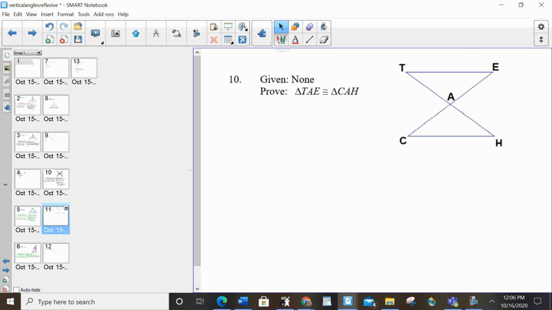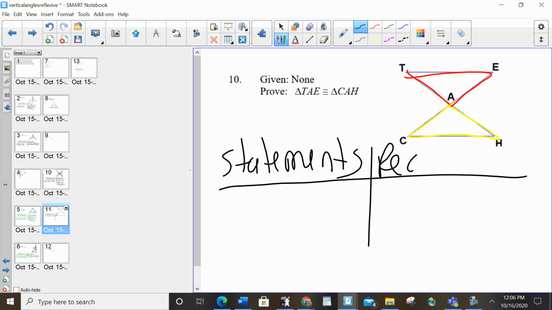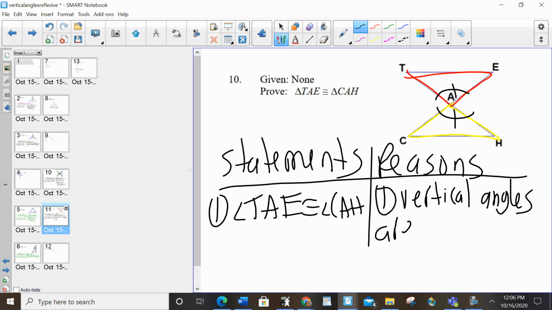Number 10, it wants me to prove that TAE is congruent to CAH. There's no givens, so I look for vertical angles or the reflexive property. Do I see vertical angles? Do I see intersecting lines? Do I see an X? Yes. So I name them. Angle TAE is congruent to angle CAH. And the reason whenever I have vertical angles: are congruent.